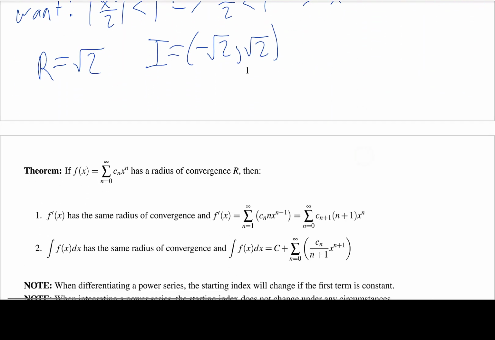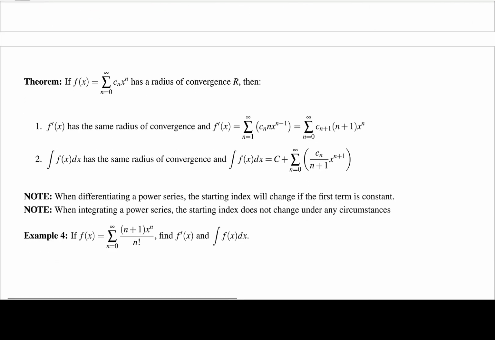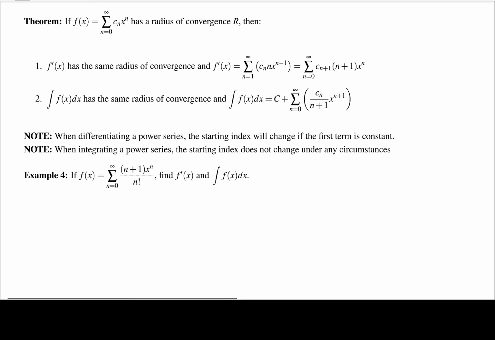Okay. Now let's look at this new theorem. This theorem is dealing with what happens when you take the derivative or the integral of a power series. So here's what's happening here. If we have this power series, c sub n times x to the n, and it has some radius of convergence r, then f prime of x, the derivative of this power series, is going to have the same radius of convergence, and it can be written like this. So let's see what's happening here.